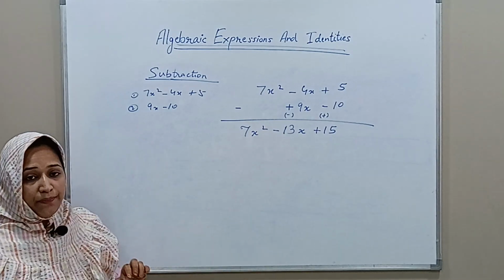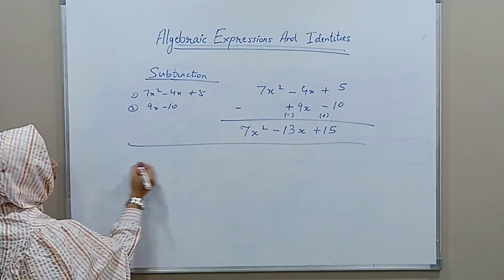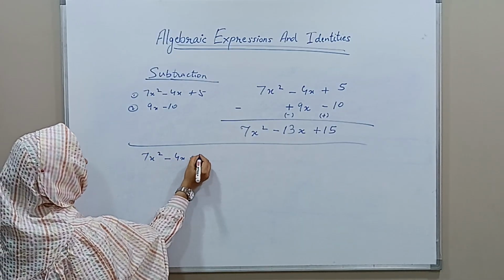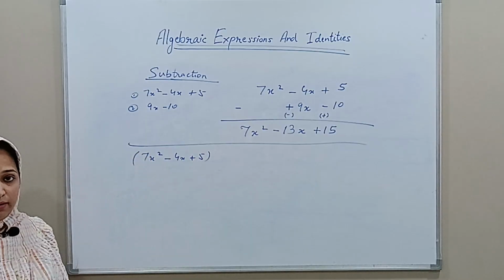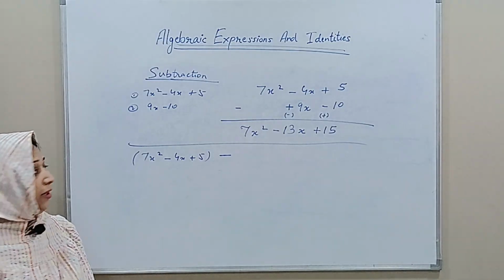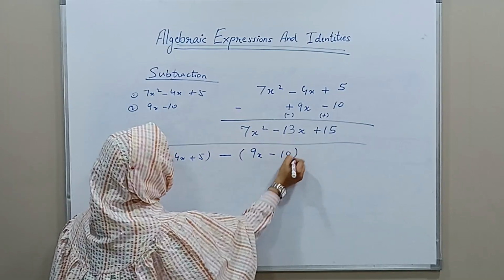So this is your answer. Now let us subtract using another method. Write them in the entire row. 7x square minus 4x plus 5, in one bracket, this is the first expression, minus, since we are subtracting. And then in another bracket, 9x minus 10.